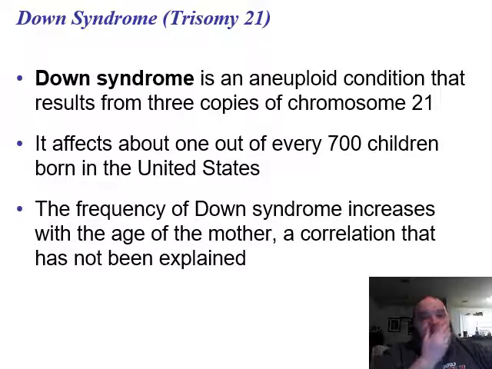Trisomy 21, Down syndrome. Trisomy means three chromosome 21s. One in 700 here in the United States.